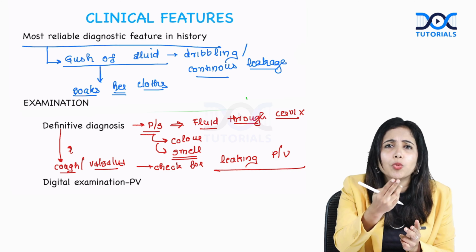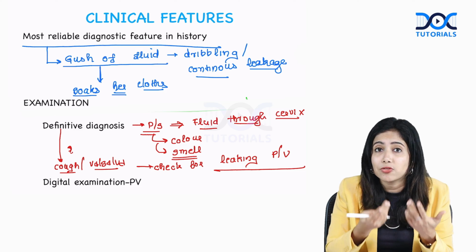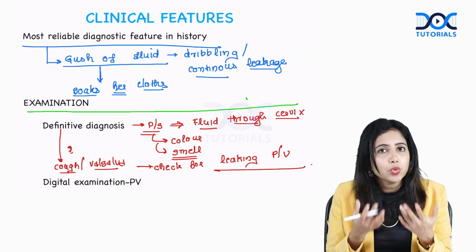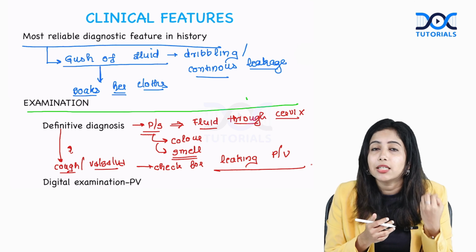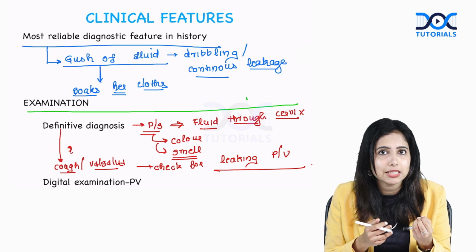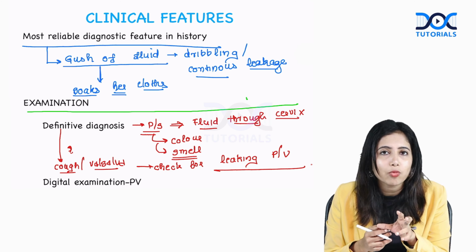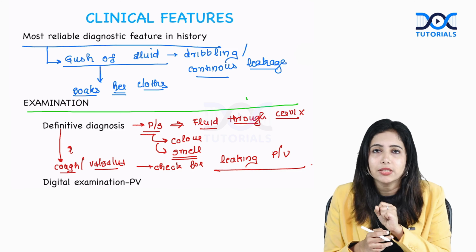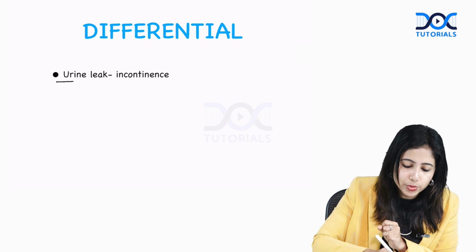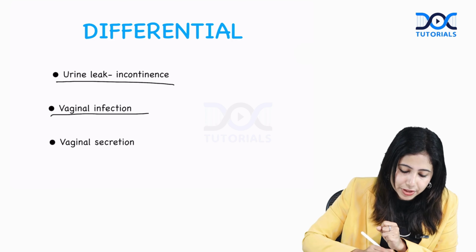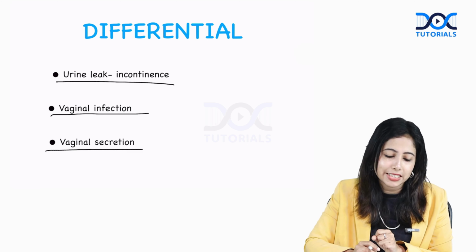Again, you don't want to put your finger inside, and risk the chance of infection. Yes, we use a gloved finger, still whenever we do a digital examination, the risk of infection increases. So we want to avoid digital examinations in this. So as we discussed, the other differential diagnosis could be a urinary leak, a vaginal infection, or even vaginal secretions.